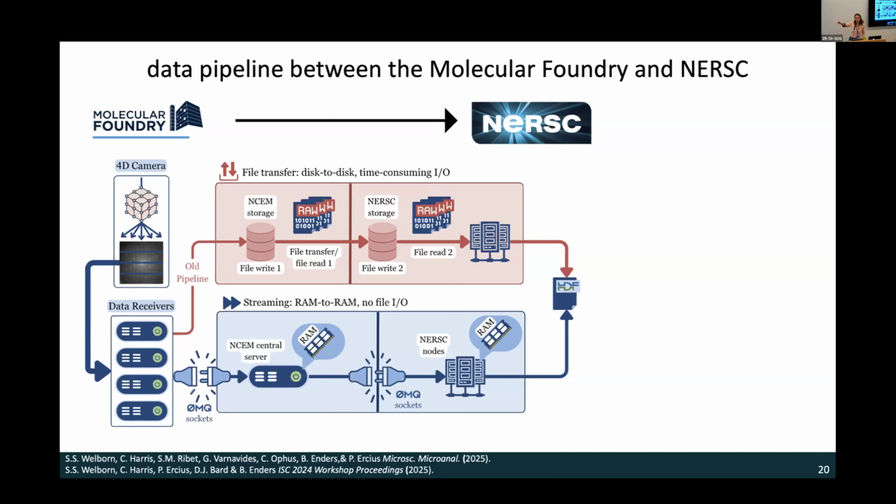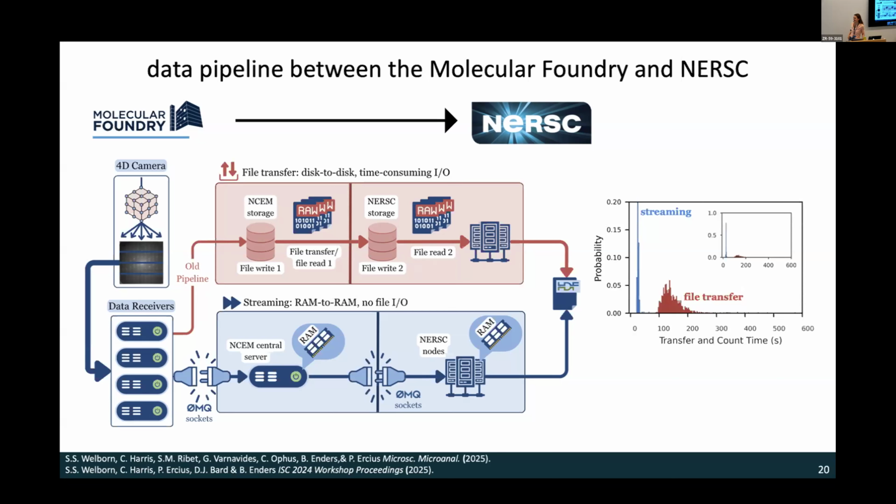So on the TEMO5, we have a home-built 4D camera. It has 4 data receivers, and previously this was transferred by a file I/O procedure in many steps. Instead, they've replaced this with a streaming process, RAM to RAM. So now this data can get much more quickly to NERSC. And as Sam Wellborn, who's over here, has shown and spent a lot of time developing, we can get the data from NERSC to NSEM much, much faster than we could before. So you can see how much better we do in terms of time for streaming versus file transfer. And this is really important for thinking about on-the-fly reconstructions.